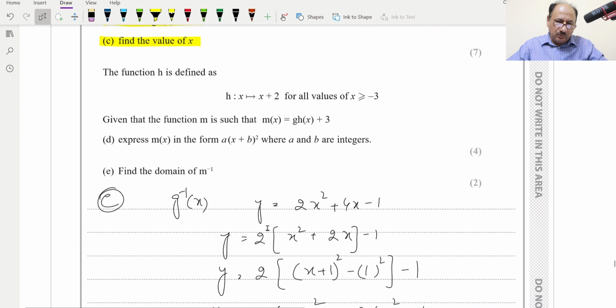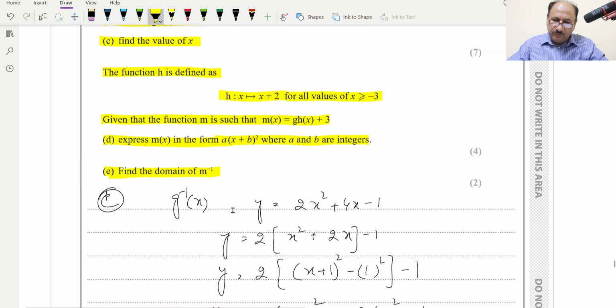This is done. Now what is this next part? It is saying, D part: the function h is defined as h of x is equal to this for all values of x greater than or equal to minus 3, given that the function m is such that m of x is equal to g of h of x plus 3. D part, express m of x in the form this one where a and b are integers, and the next part will be find the domain.